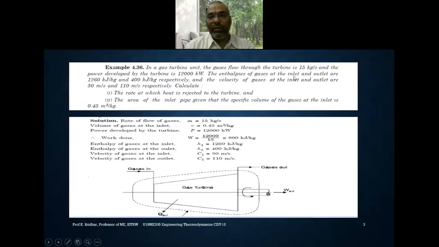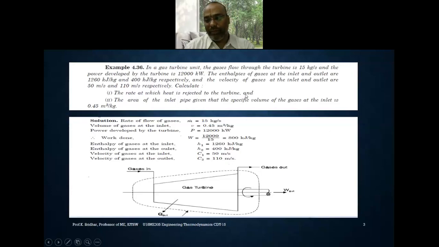The enthalpy of the gases at the inlet and outlet, the H1 and H2 values, are given. H1 is equal to 1260 and H2 is equal to 400. The velocity of the gases at the inlet, C1, is 50 and C2 is 110 meters per second. So that is a very important point: you write down the given data first. Whenever a problem is given to you, not only in engineering thermodynamics but in any course, first you write down the given data and draw the schematic diagram of the given problem.